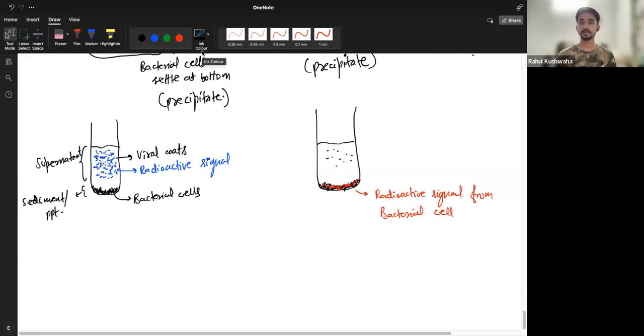Therefore, DNA is the genetic material and not protein. Okay, so this is the proof. Please read this part from NCERT and try to understand what they have written with respect to what we have discussed here. Okay, everyone, this part is clear.